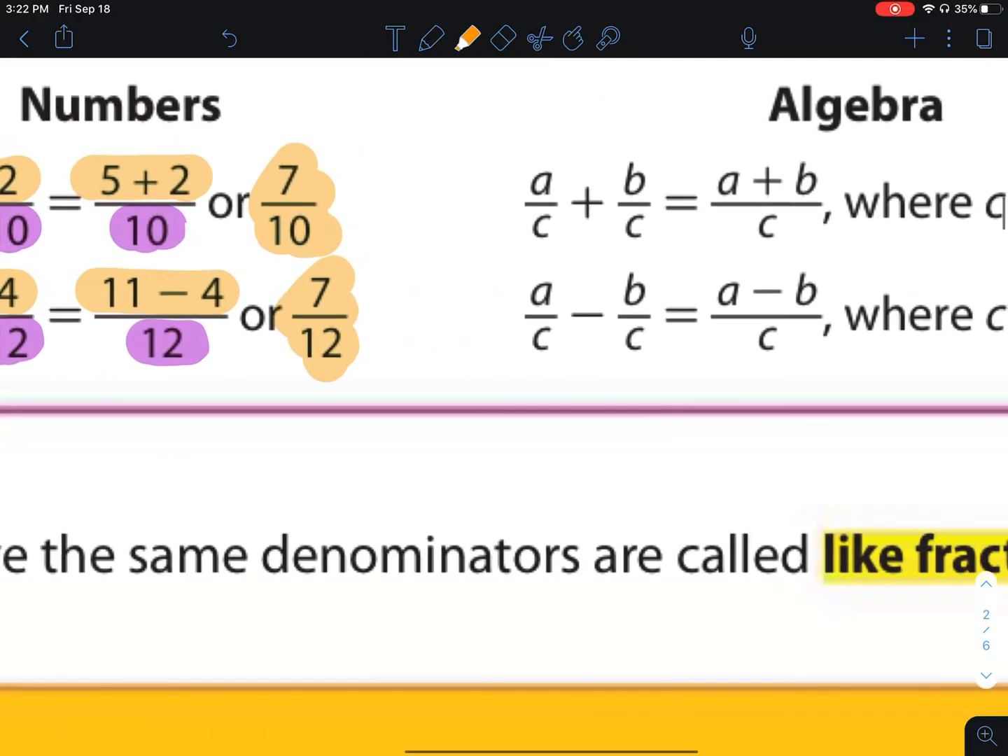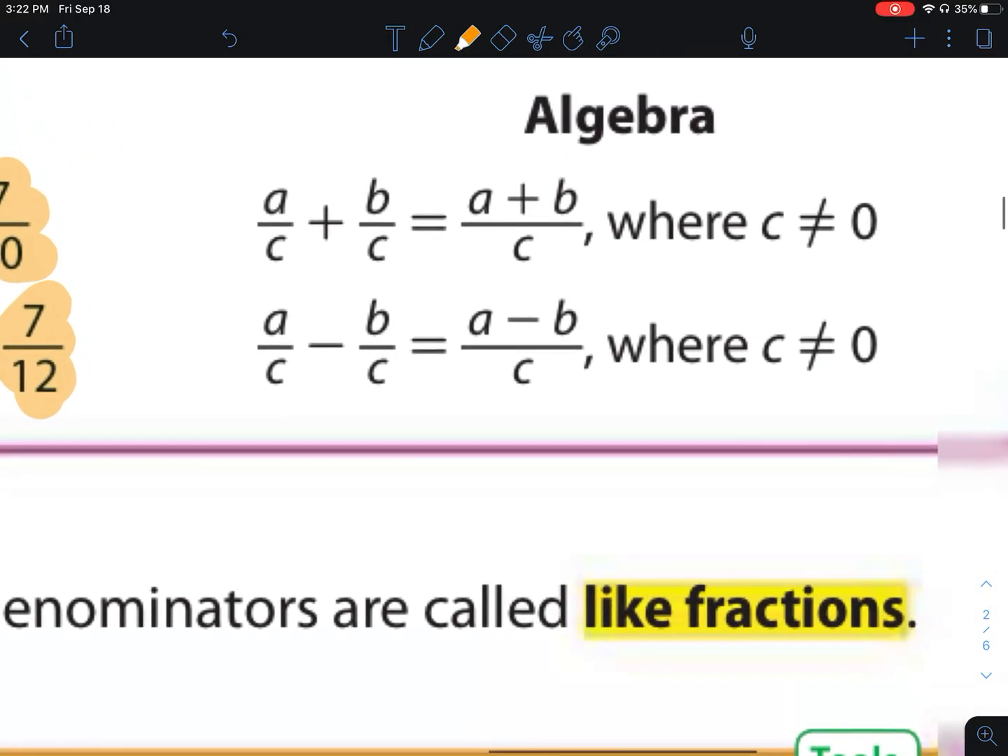In algebra, instead of numbers, we are using letters. We have a over c plus b over c. Again, we have the same denominator, so we keep that denominator. And we simply add the numerators a and b. So we have a plus b over c, where c is not equal to 0.